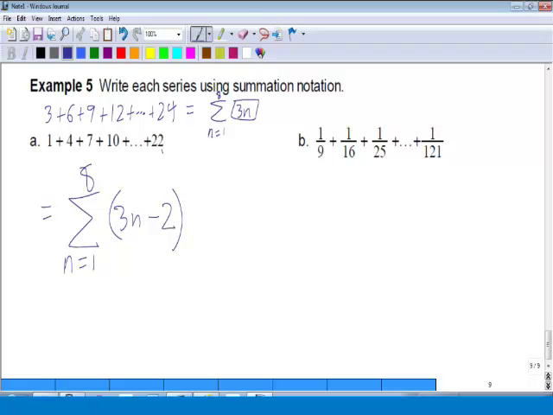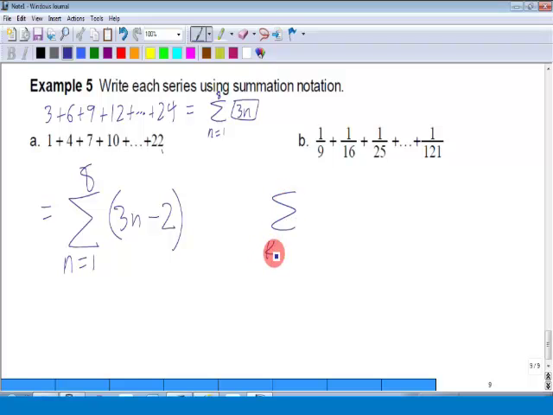Let's look at the B part. 1/9, 1/16, 1/25, all the way to 1/121. What's special about these numbers? Fractions, perfect squares. Perfect squares. What variable? We used n. What would you like? Like k? Let's use k. We could use k.